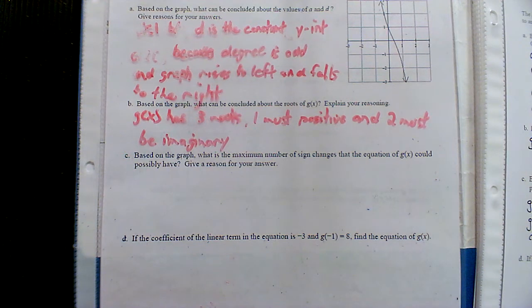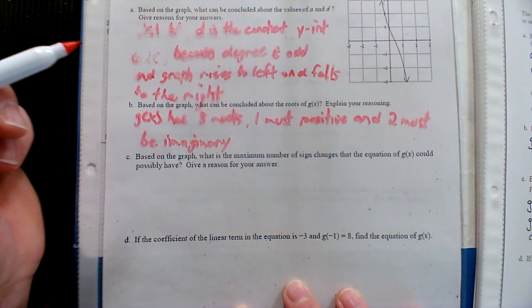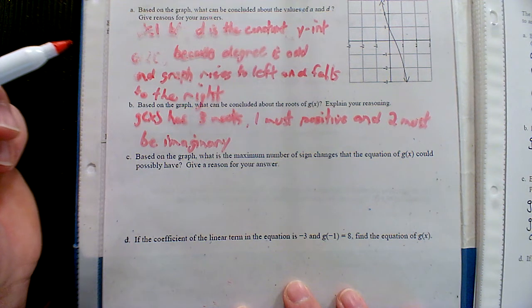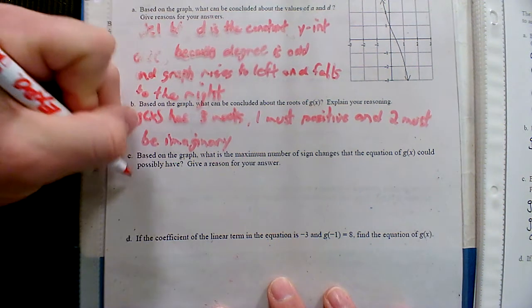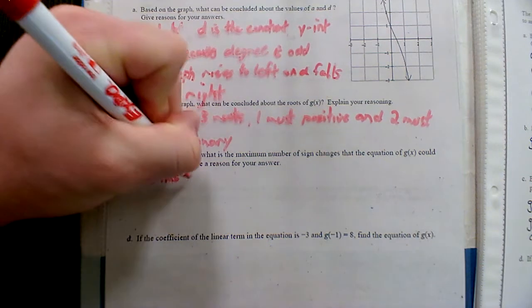Good. Okay, so 3 is the maximum. How do you know that? It can't go past the highest degree. Okay, so the highest degree is 3, so we can't have more than 3 sign changes. So let's state it like this. How many real roots do we know that we have with this problem? 1. So g of x has 1 positive root.